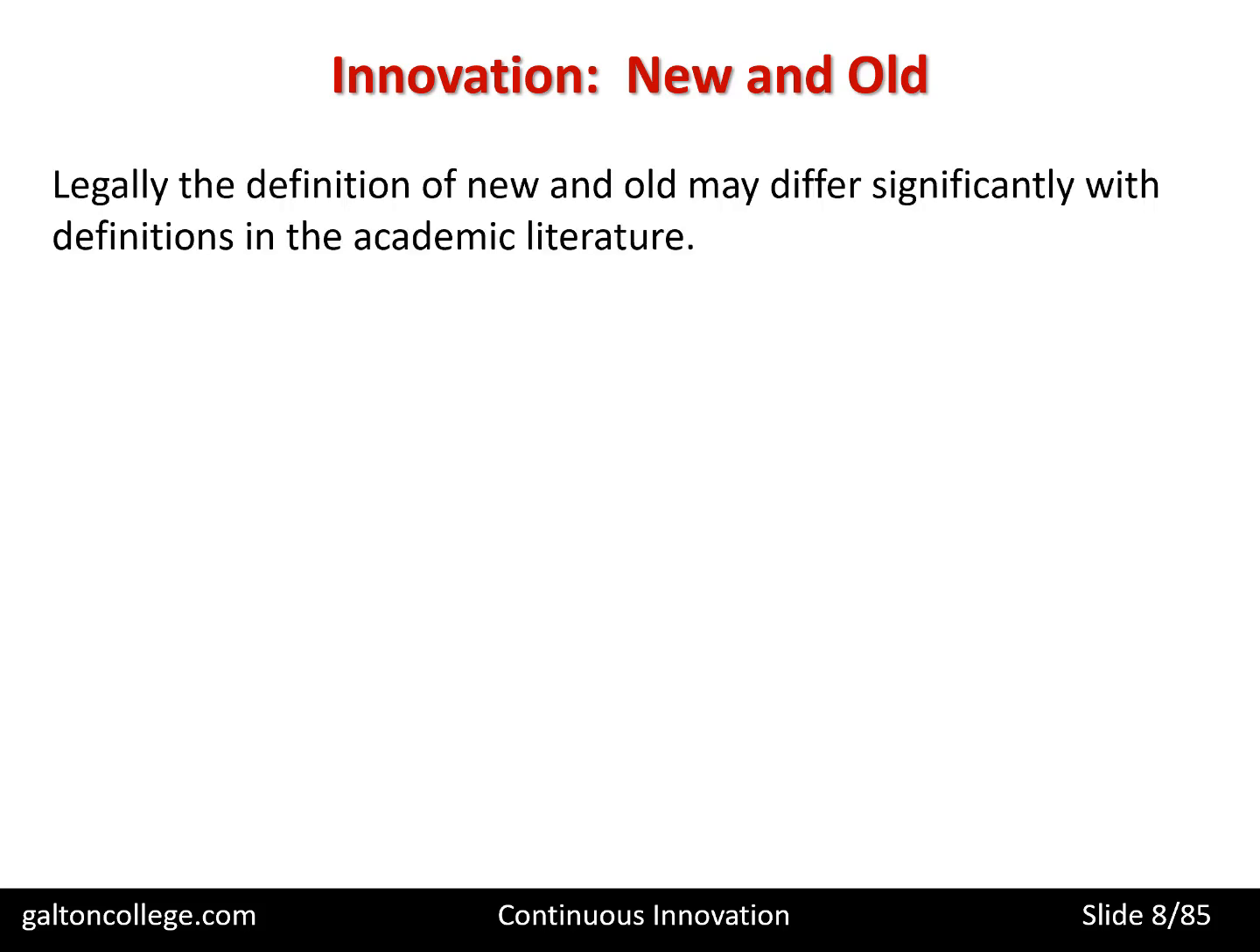Now, innovation, new and old. Well, legally, the definition of new and old may differ significantly with definitions in the academic literature. What is a new product and what is an old product? Well, academics are not constrained by the pragmatism of the world to a large extent. Academics at universities and in colleges can make up their own definitions and apply them in their own models. But in a legal sense, we need to know what is a new product as opposed to an old product.